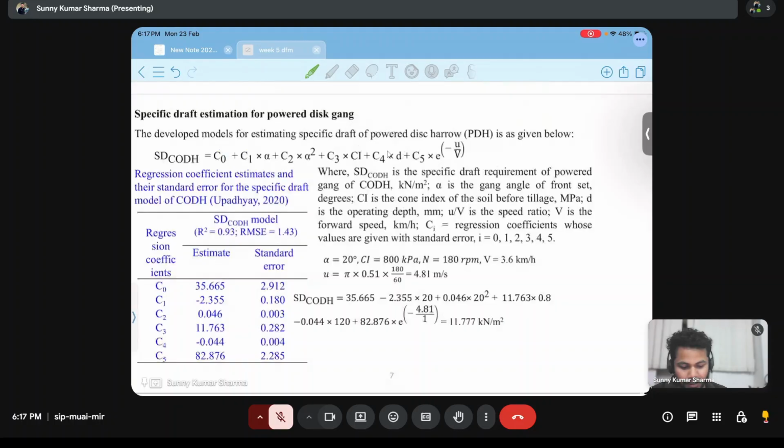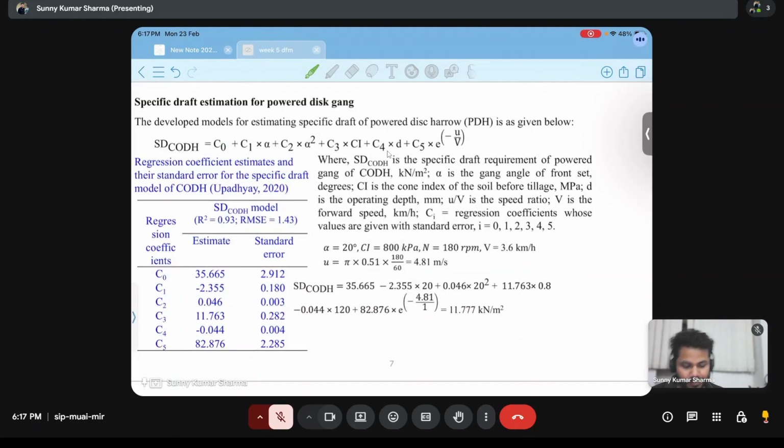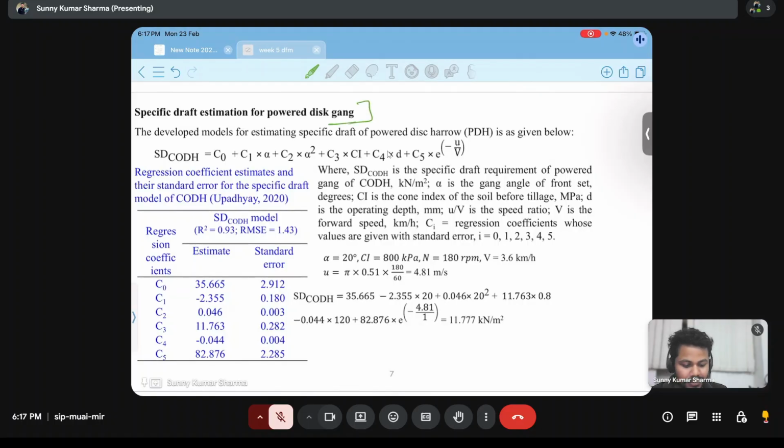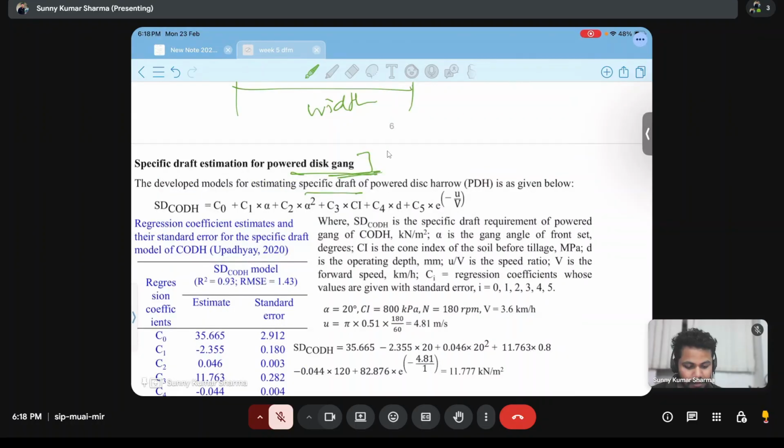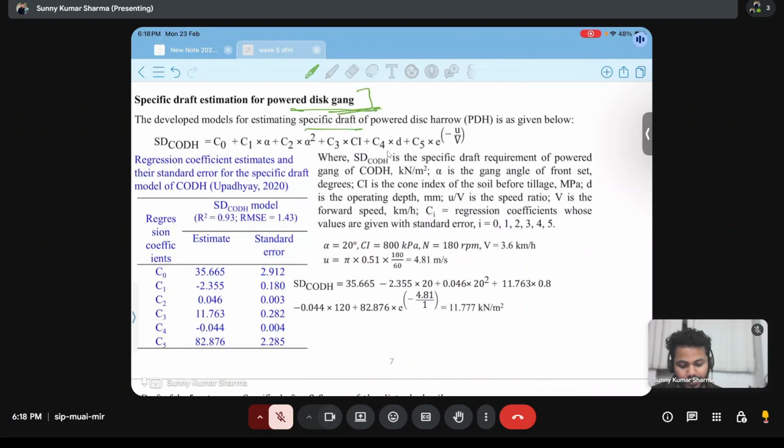So moving further, now when we have this powered disc gang, as this powered disc gang has been developed here only, like in IIT Kharagpur only, there was no such specific draft formula. If it is unpowered, we have an equation for deriving the draft equation. But for this powered disc gang, this active passive offset disc harrow has been developed here only. So this formula is developed here by Upadhyay in 2020.